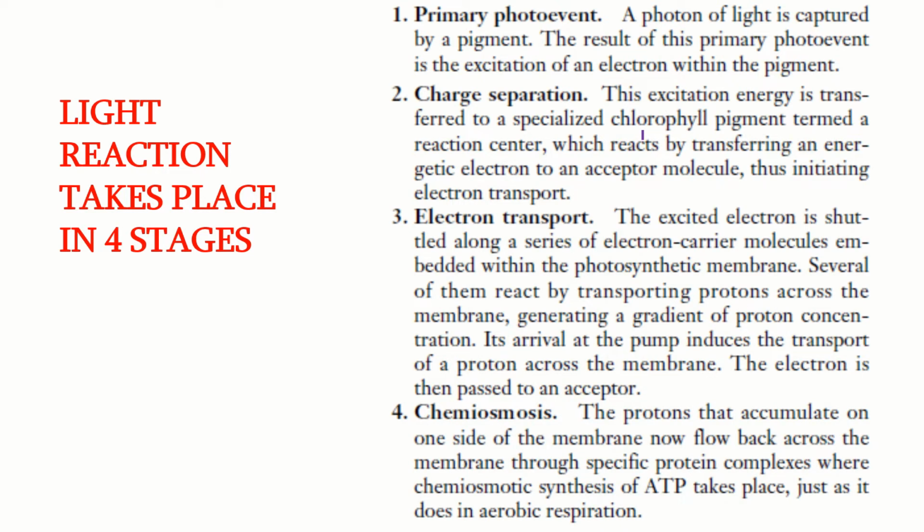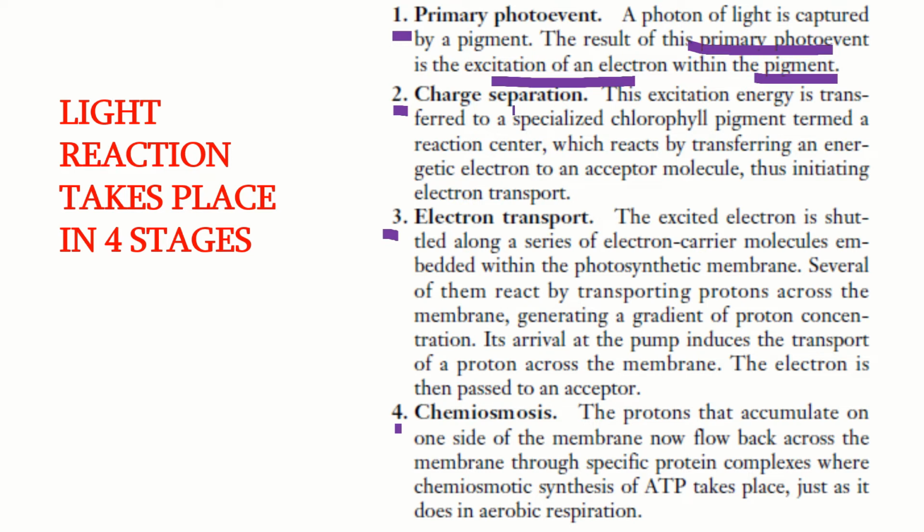Which are the stages of light reaction? There are 4 stages which you see here in this slide. First one is a primary photo event, then there is a charge separation, then there is electron transport, and fourth, there is chemiosmosis. What is the primary photo event? A photon of light is captured by the pigment. The result of this primary photo event is the excitation of an electron within the pigment molecule. In the previous slide, we found this one.